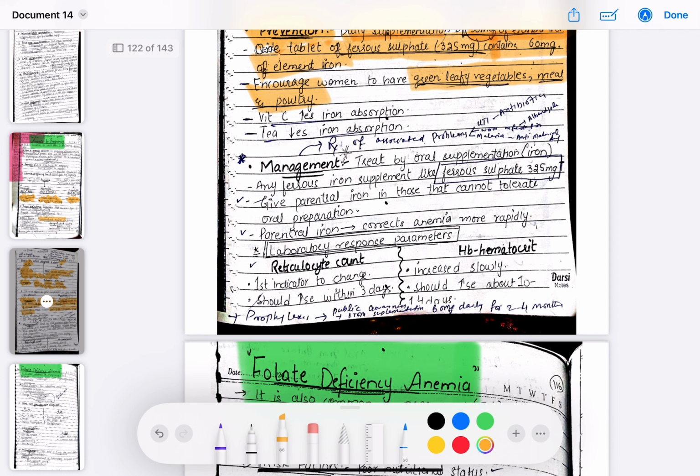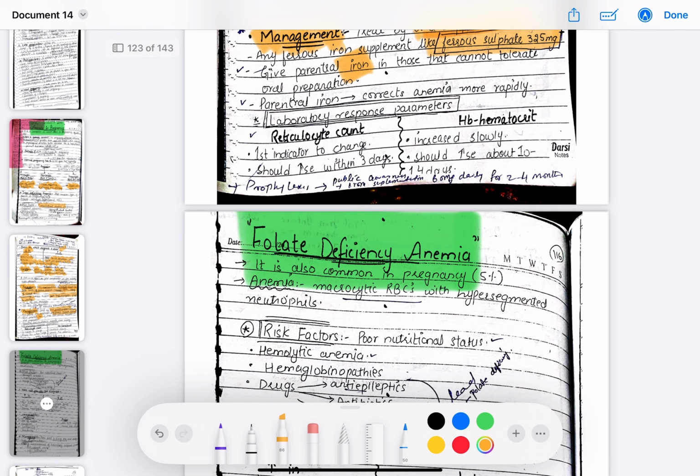And then the management options are that treat by oral supplementation, any ferrous iron supplement like ferrous sulfate, and give parenteral iron in those that cannot tolerate oral, and parenteral iron corrects anemia more rapidly.